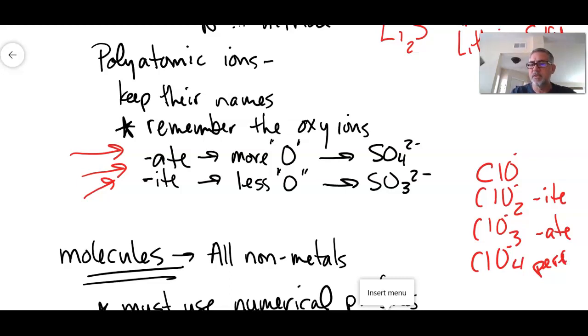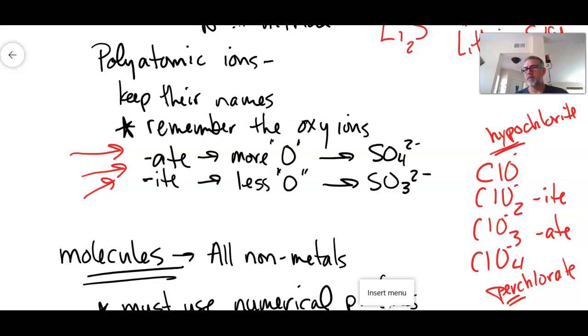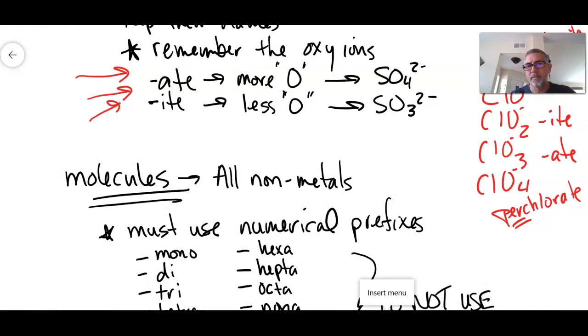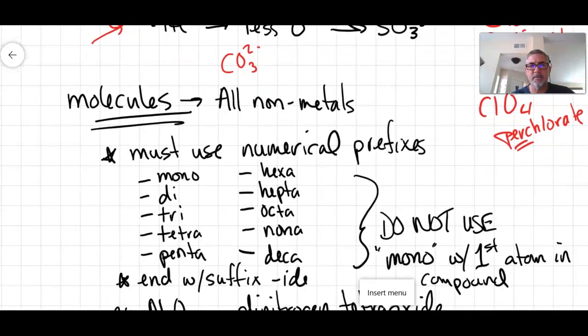perchlorate. So this gets a suffix per, or a prefix per, I'm sorry. So it gets that prefix per, and this is the prefix hypo, right? So that's pretty much the only exception. Everything else has either an ate or an ite. If it only has 1, it's an ate. For example, CO3 only comes in CO3, so it's going to be ate because it's the most it has.